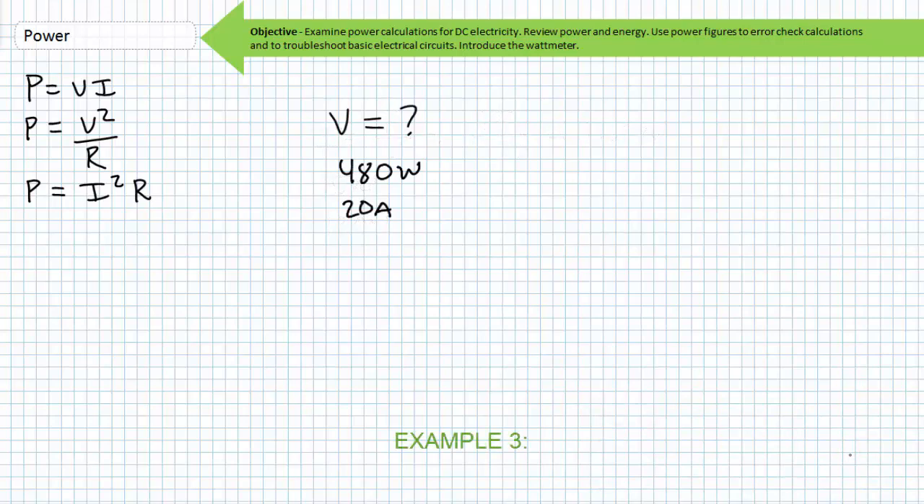Example problem 3. What is the voltage necessary to supply a 480 watt device with 20 amps of current? Via algebraic manipulations, voltage is equal to power divided by current. 480 watts divided by 20 amps yields 24 volts.